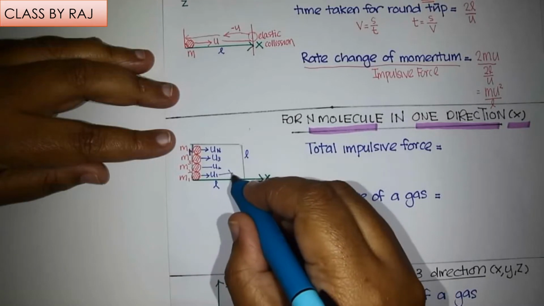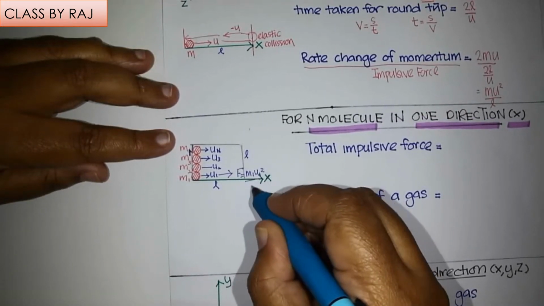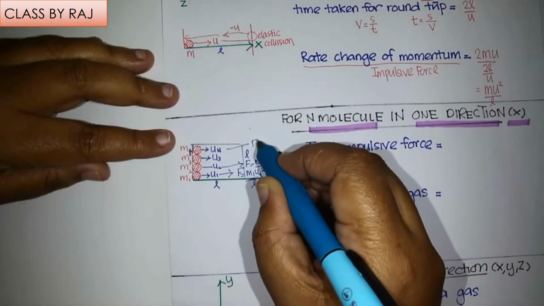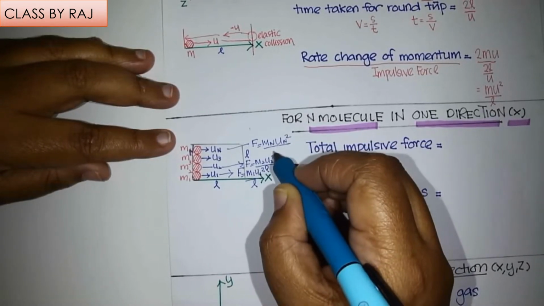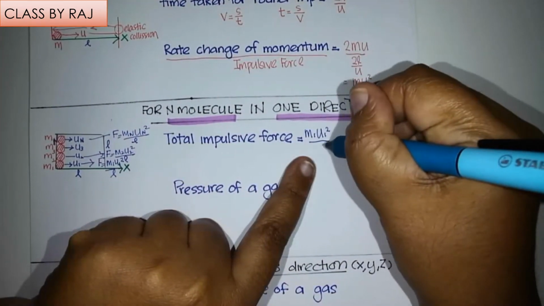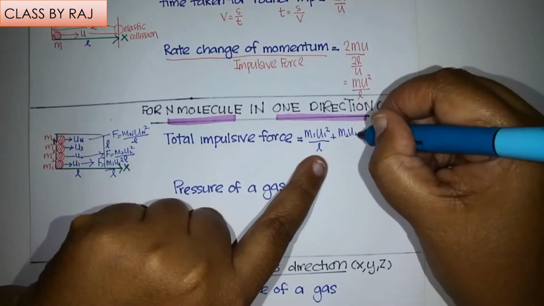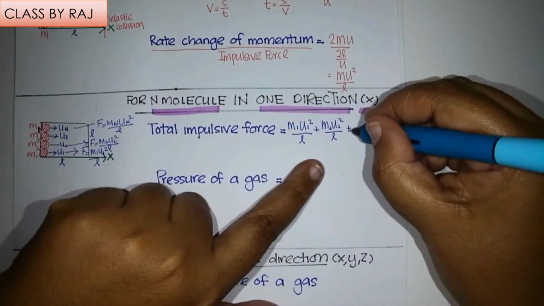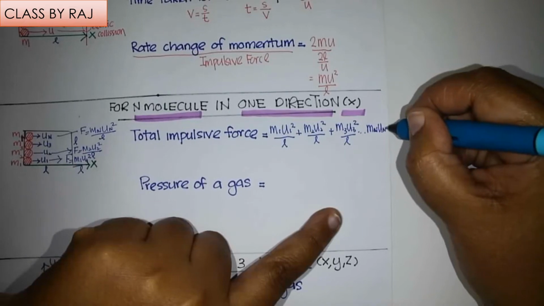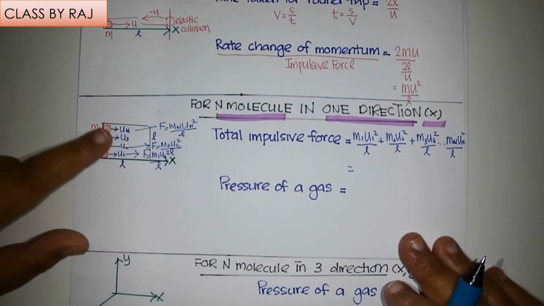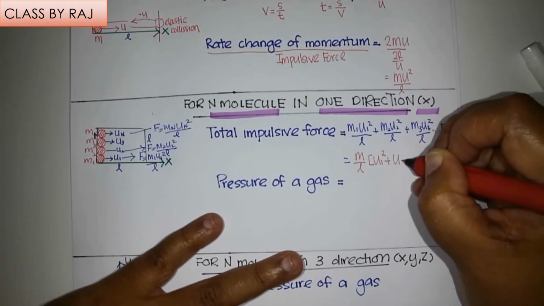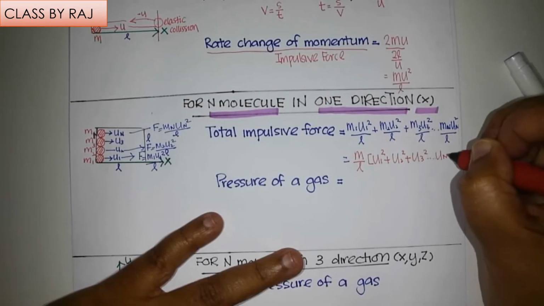So U1 will have impulsive force F equals M1 U1 square over L. U2 will have F equals M2 U2 square over L. Un will be F equals Mn Un square over L. So total impulsive force will be M1 U1 square over L plus M2 U2 square over L plus M3 U3 square over L, and goes on to Mn Un square over L. Since the masses of the molecules are the same, I will get M over L times U1 square plus U2 square plus U3 square up to Un square.